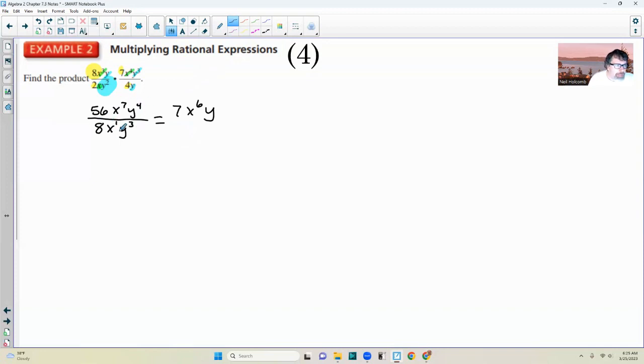But since this simplified to this, I also have to say x cannot equal 0, comma, y cannot equal 0. So this is our complete answer. You also want to include your restriction on your domain. Okay, so now you should be able to do problem number 4 in your exercises.